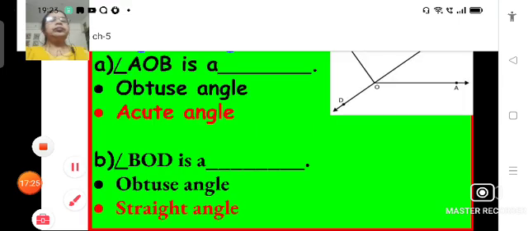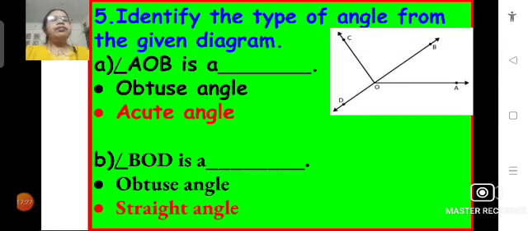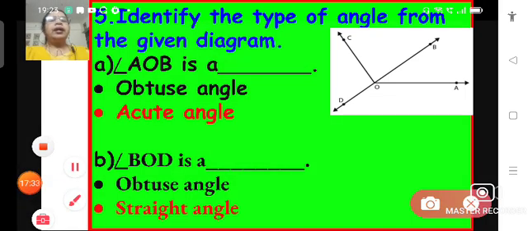Next question. Identify the type of angle from the given diagram. First one, angle AOB: obtuse angle or acute angle? We have 2 options. We can see angle AOB is this angle. By looking at the angle, we can decide that this is an acute angle. This is the correct option.